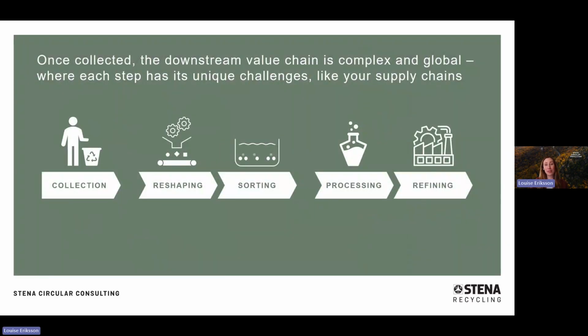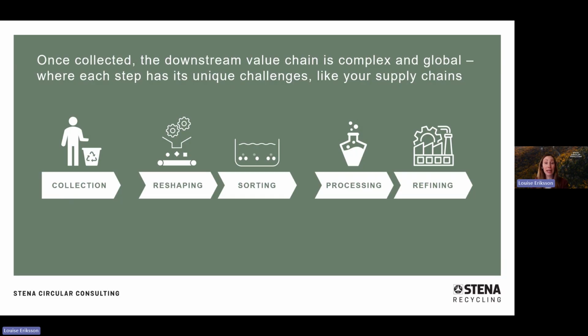So the overall steps within the recycling box are collection, reshaping, sorting, processing, and refining. And dependent on which product category or material category we are looking at, this is done differently. Different actors might be involved, and they can also take different roles. For example, for some of the plastic types that are included in electronic products, Stena Recycling takes care of the full process here. So from collection all the way to recycled plastic pellets.